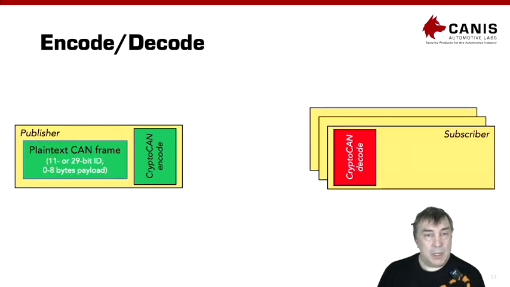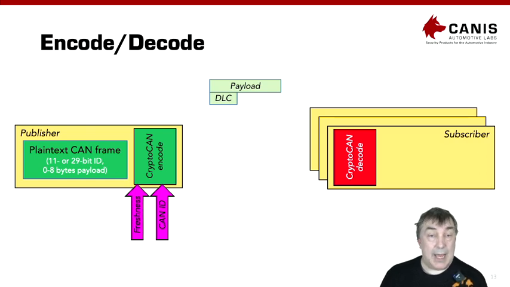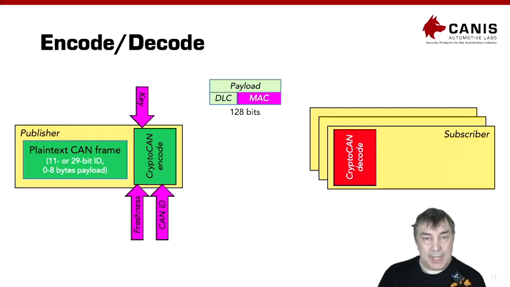So if we go back to our encode decode and take a little bit more of a look at the details of this. We take from the plaintext the payload and the DLC field, the length of the payload. We also take in the CAN ID and this freshness value, and then with the MAC key we compute a message authentication code and then add that into the data that's sent. And in CryptoCAN that adds up to 128 bits. And that can't be carried in one CAN frame, of course, so that's split into 2 CAN frames.